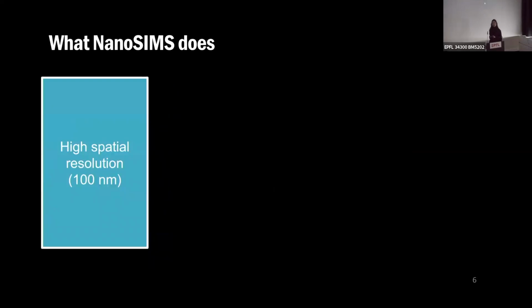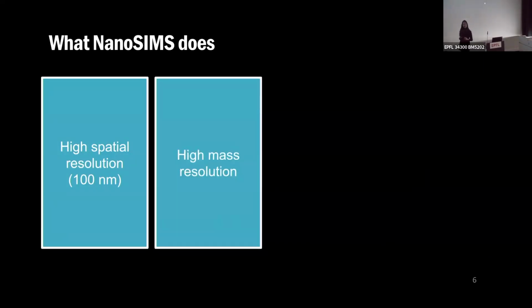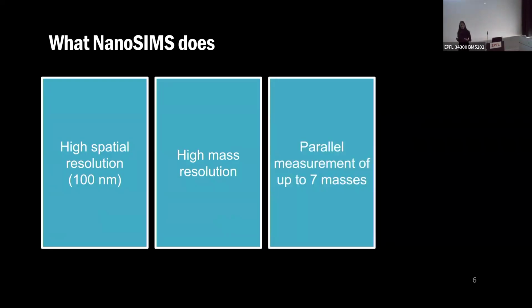So with NanoSIMS, you have the strength of really good, very high spatial resolution, which is really important for many of the biological questions. You work with a resolution of about 100 nanometers to start with, and then you can really expand the applications there in biology. Then you also have the strength of very high mass resolution, which is another very powerful feature of the NanoSIMS. And as I mentioned before, you can detect 7 different elements in parallel.